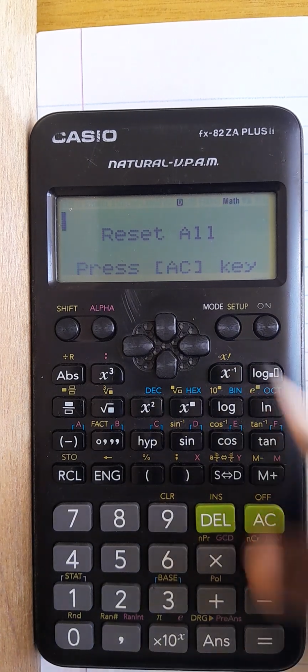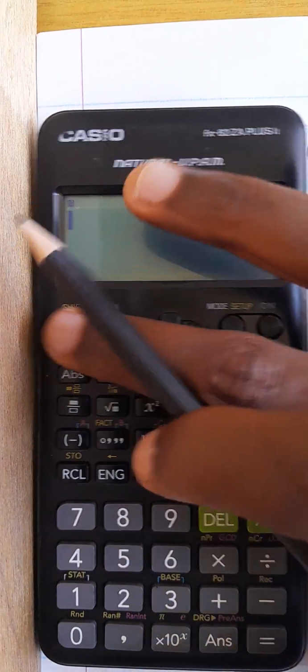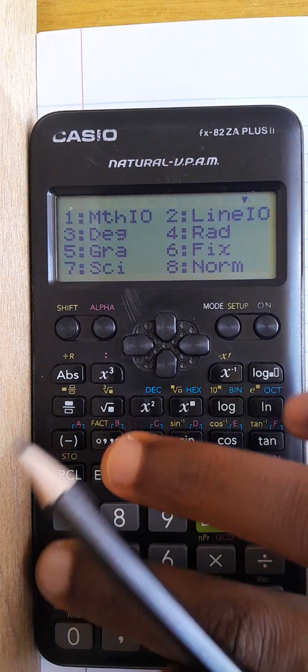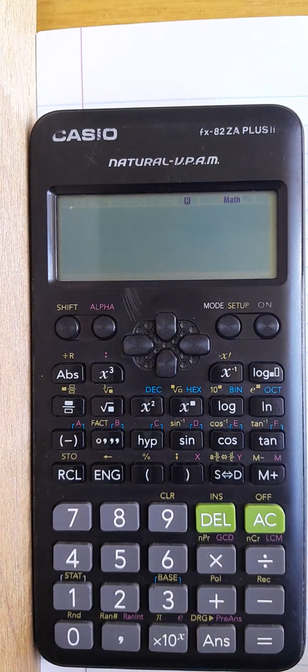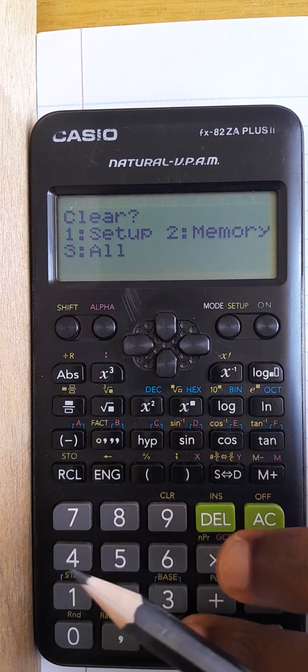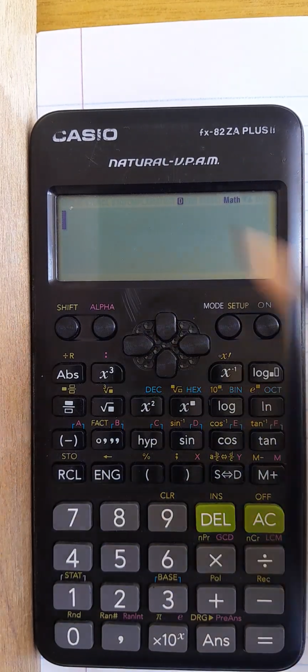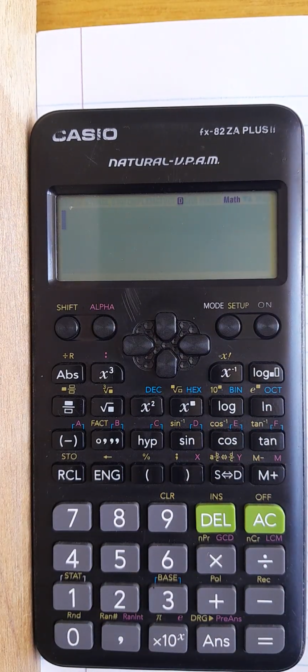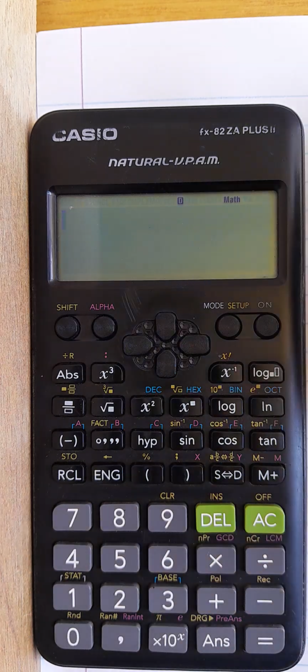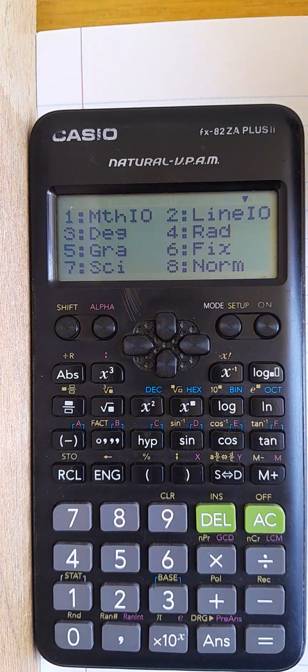So now, even if your calculator was in radians, it now turns back to degrees. Yes, guys. So let me go where I was going.